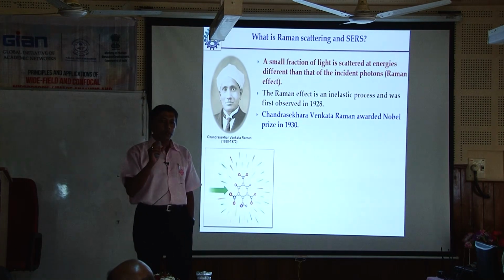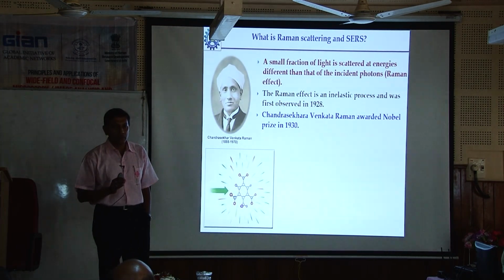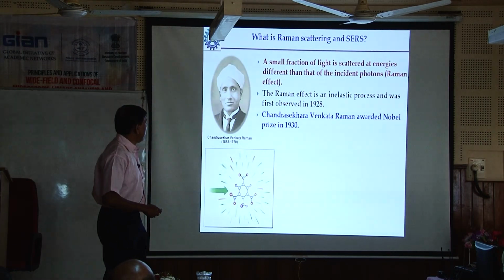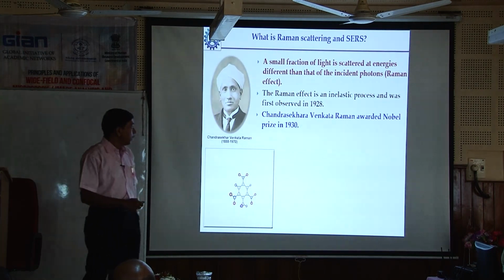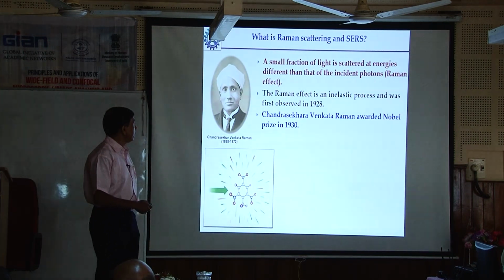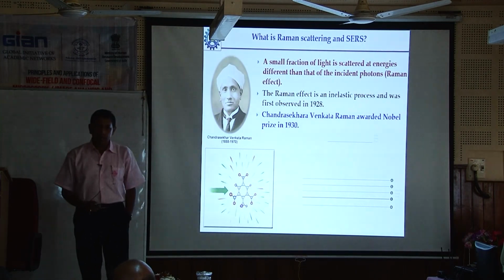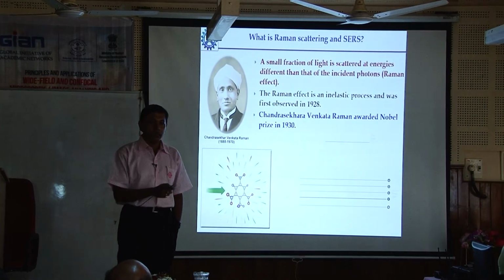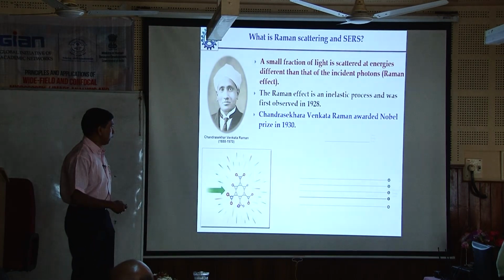Some very few limited part of it is scattered in a different energy of the incident photons, which is called inelastic scattering or Raman scattering. So, this finest discovery was made by Sir C.V. Raman in 1928, and he was so confident about his discovery that he thought, I am going to get the Nobel Prize very soon, and within 2 years, in 1930, he got the Nobel Prize for this discovery.